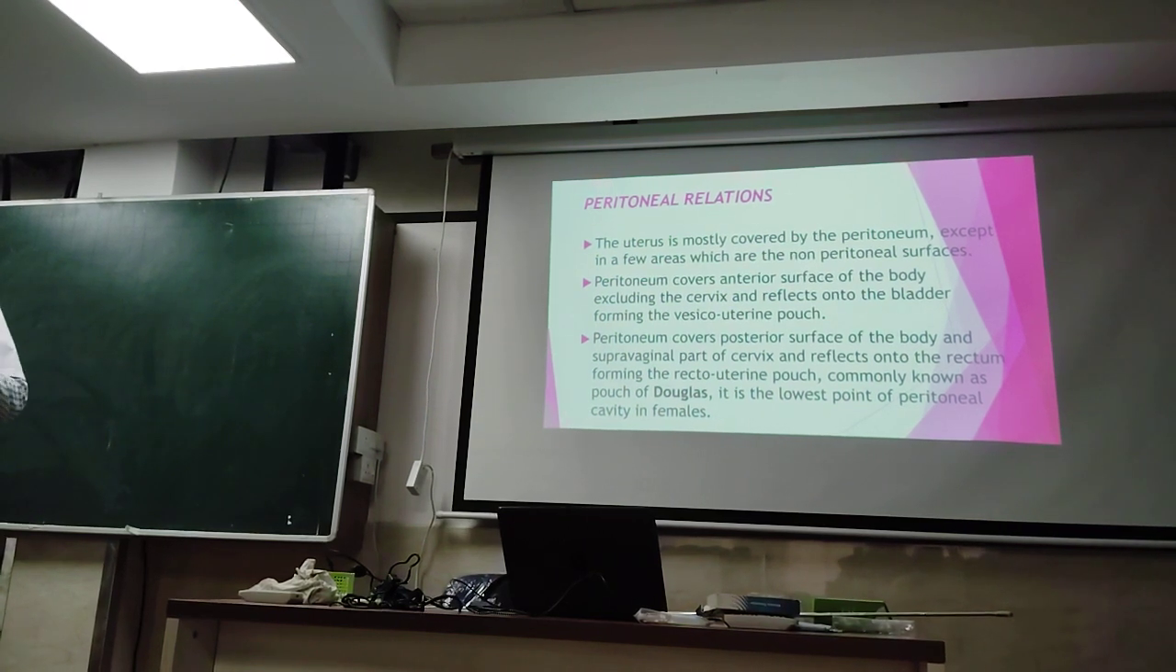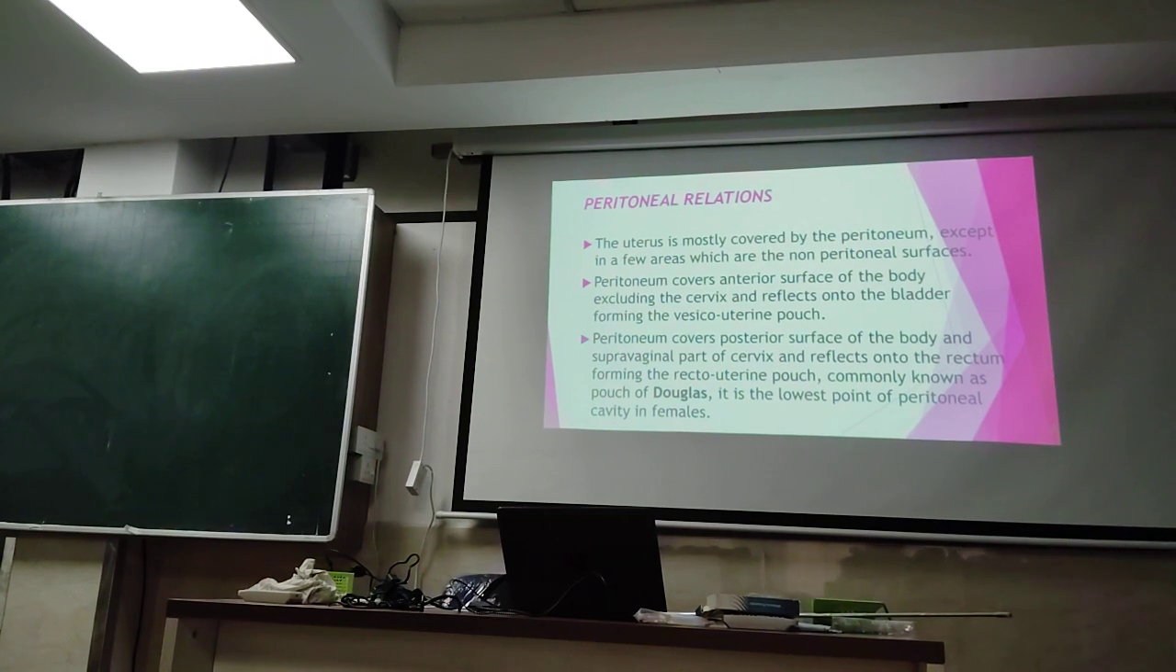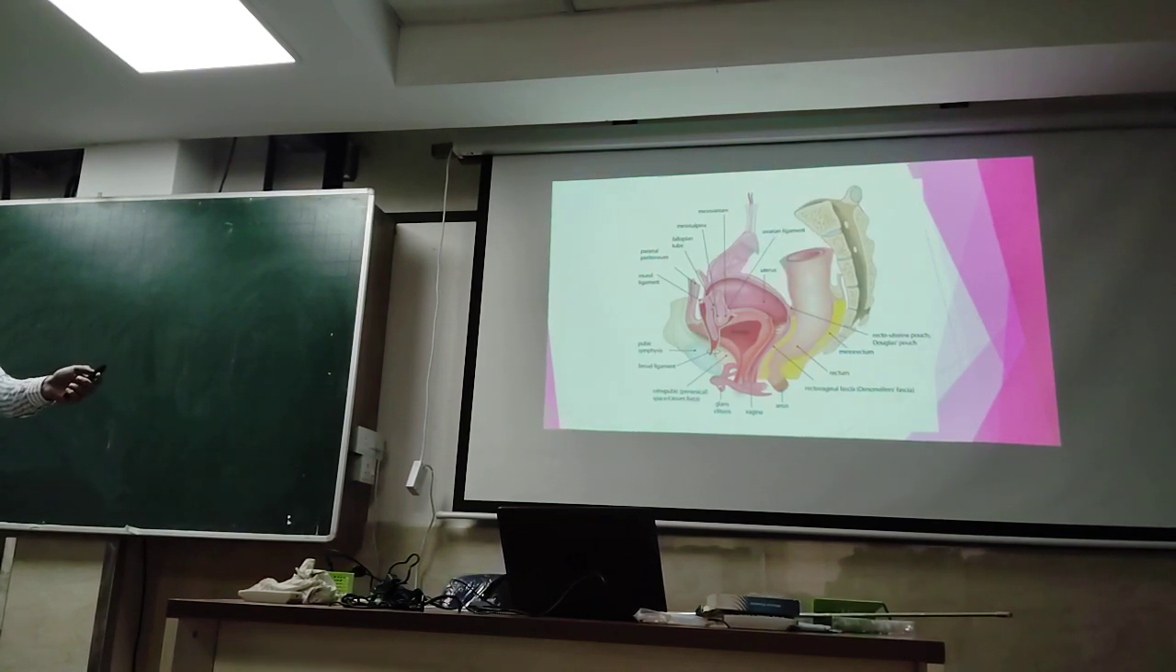Anteriorly, the peritoneum covers the body, does not cover the cervix, and reflects onto the bladder, forming the vesico-uterine pouch. Posteriorly, it covers the body as well as the supravaginal part of the cervix, and then reflects onto the rectum, forming the recto-uterine pouch. And in females, this is the lowest point of the peritoneum, as you can see.